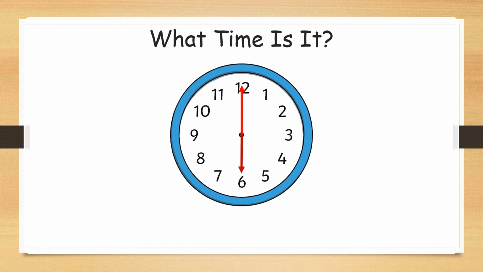What time is it? The minute hand is on 12 and the hour hand is on 6. I think it is 6 o'clock. That's correct. Let's write the time. 6 o'clock. Very good.